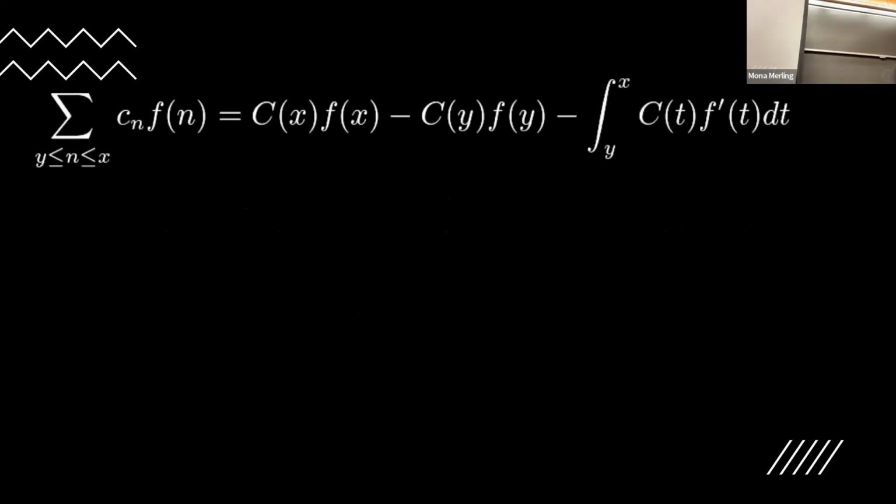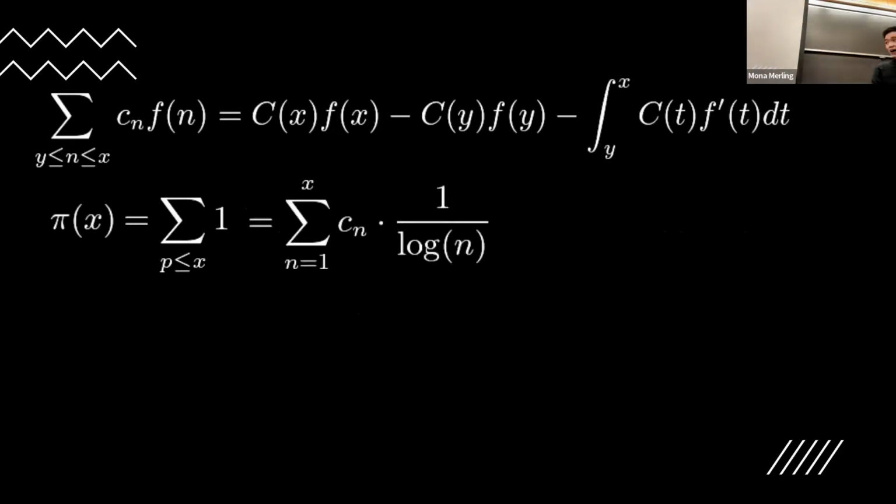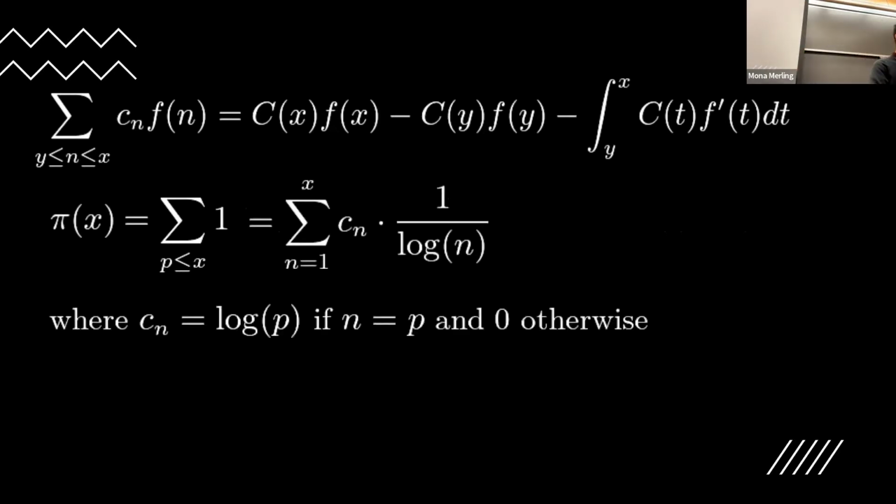And using this, it's not at first very intuitive how we could find pi of x. But the interesting thing is that even though pi of x is only the sum of 1 for all primes less than or equal to x, we could rewrite this as the sum of Cn times 1 over log n, where Cn is equal to log p if n is p and 0 otherwise. So this sum here only really matters for prime numbers.